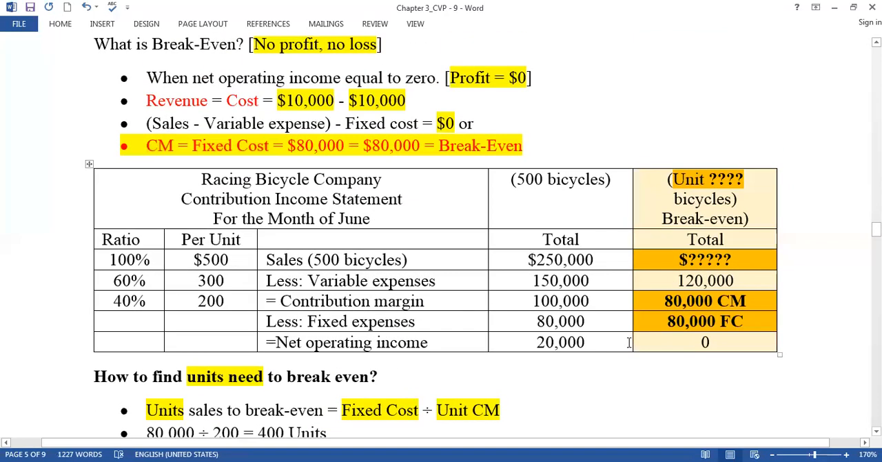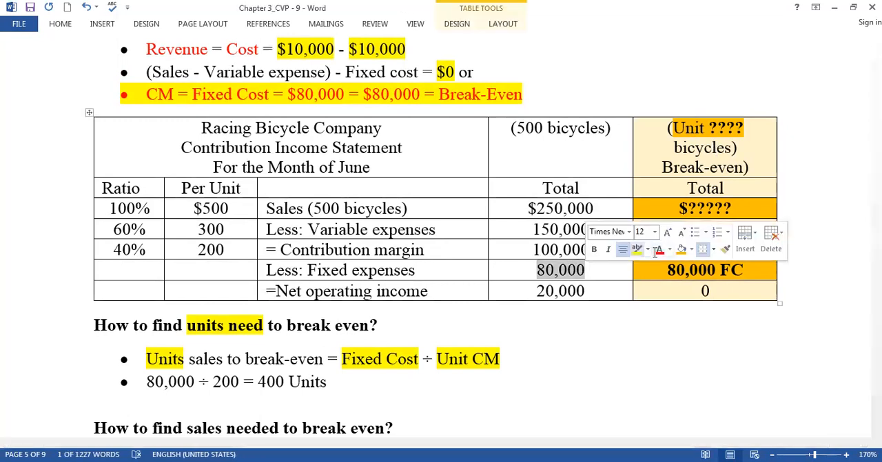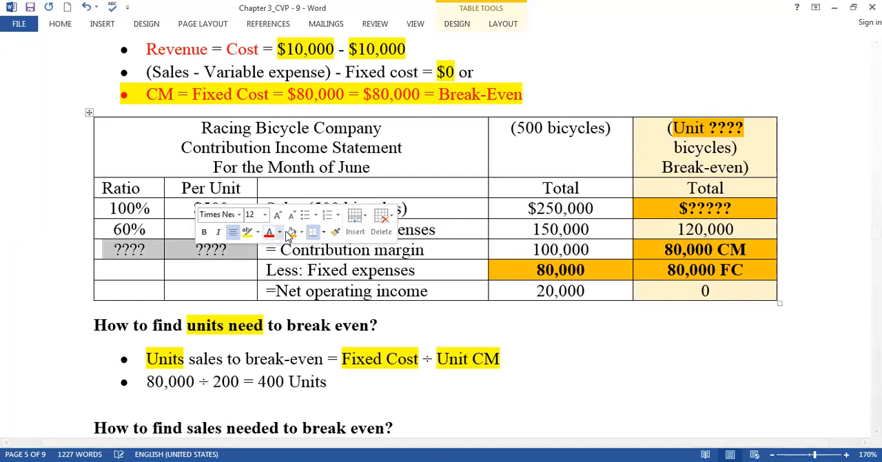Now, if this is the case, you can easily calculate this number. The question gives us the fixed cost. Clear? And we need CM unit, right? If this number is not given, I told you that in the exam you have to calculate it. If these two numbers are not given, you have to calculate them.